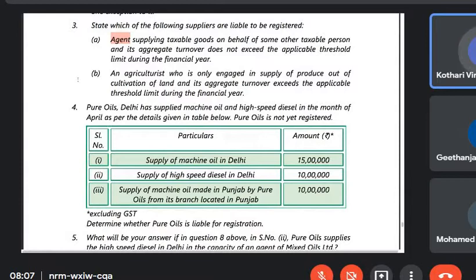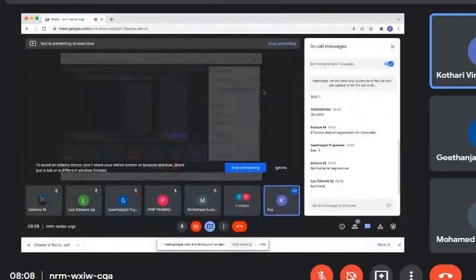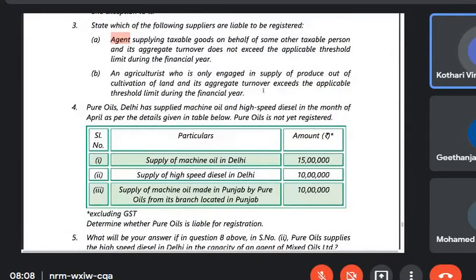Next, question B. An agriculturist only engaged in supply of produce out of cultivation of land, and aggregate turnover exceeds the applicable limit during the year. Is he liable for registration? No reply. Question B, whether liable for registration or not.